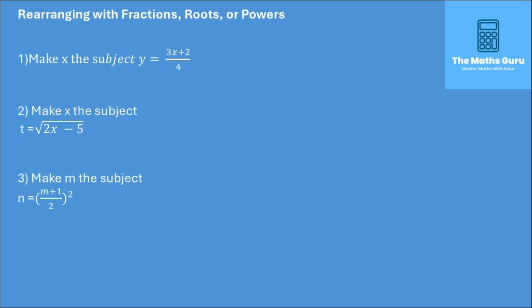Rearranging with fractions, roots, and powers. So make x the subject when y is equal to 3x plus 2 over 4. So now, the way we do this is to get rid of the denominator in our equation, which is something we always look to do, we times through by the denominator. So times both sides by 4. Gives us 4y is equal to 3x plus 2.